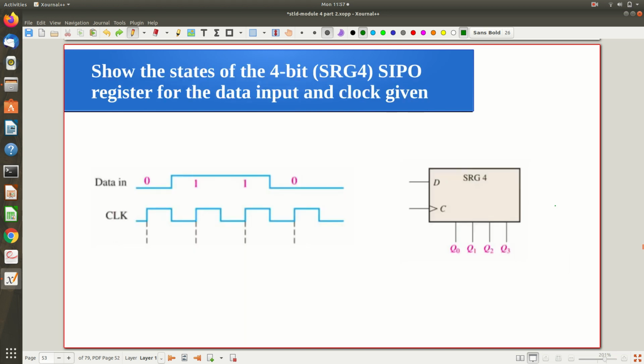Now let's see an example. Show the states of a 4-bit serial-in parallel-out register for the data input and clock given. Like that they can ask you any type of question. So you have to understand the basic working, and accordingly you can illustrate any example, right? Some clock is given and data input is also given, and you have to illustrate the output of the 4 flip-flops, what is happening in every clock cycle, and finally whether you are getting this 0 1 1 0 as the output of the 4 flip-flops simultaneously.